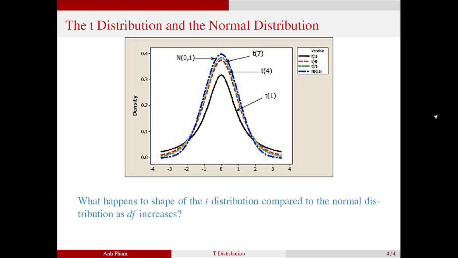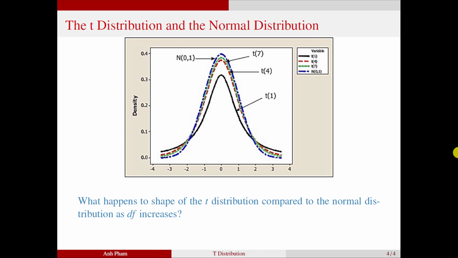So if we look at the relationship between the t-distribution and the normal distribution, the black curve is a t-distribution with a degree of freedom of 1. The red curve is the t-distribution with a degree of freedom of 4. The green curve is the t-distribution with a degree of freedom of 7, and the blue curve is a standard normal distribution.